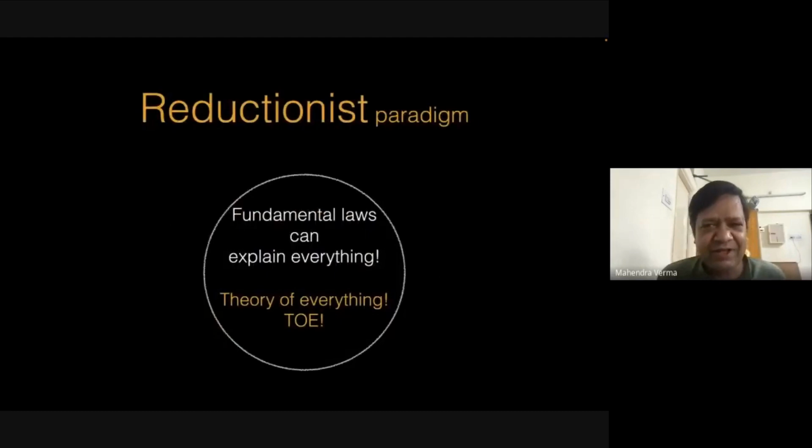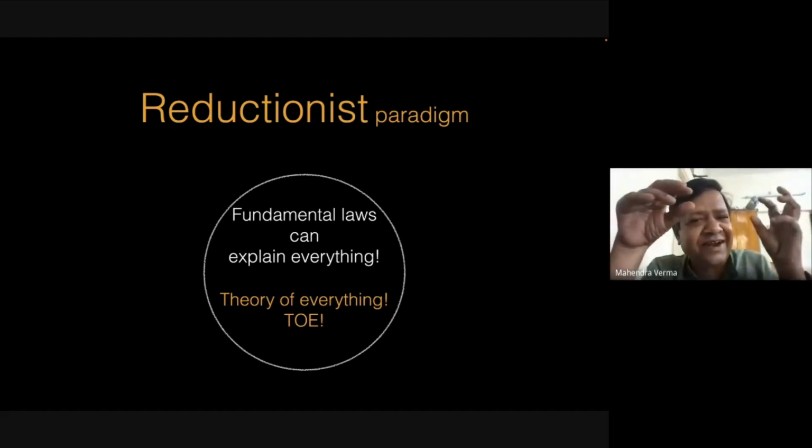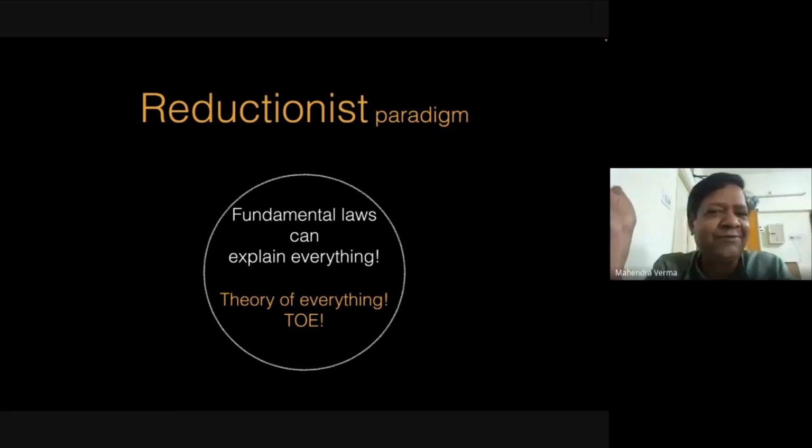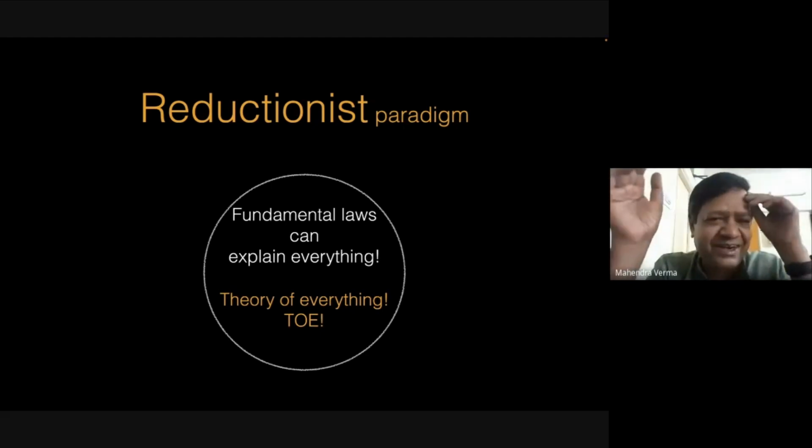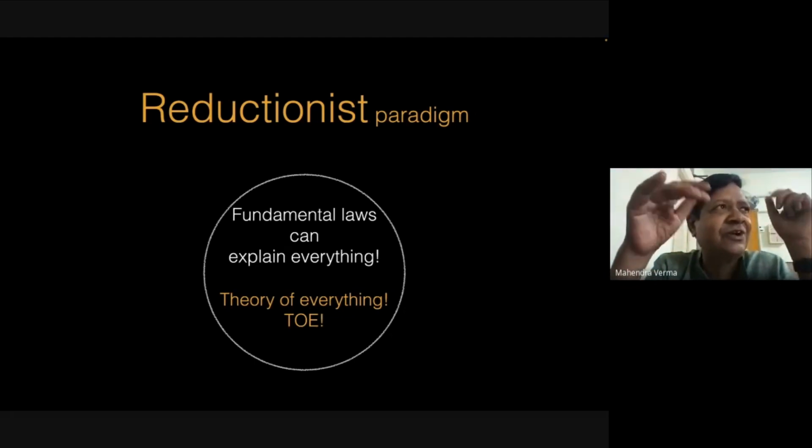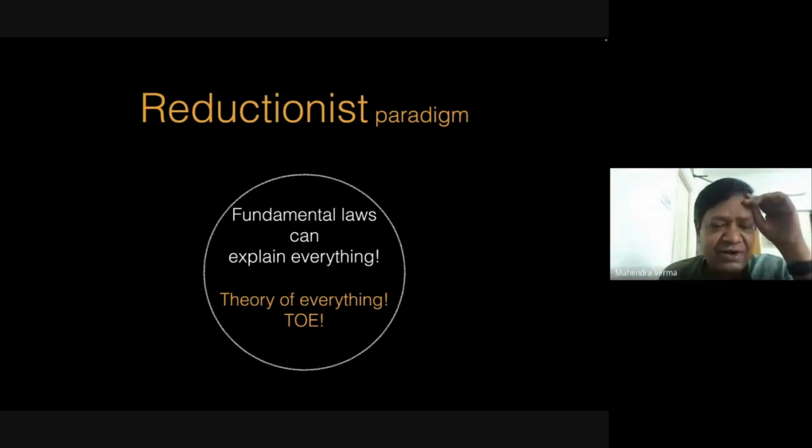Let me make some philosophical remarks. The dominant paradigm, though there are alternative paradigms like holistic explanation of phenomena, is the reductionist paradigm, where we say, if we understand atoms, then we can understand molecules and polymers and bigger stuff. For example, we say if you understand Newton's law of particles, then you can understand the whole world. This is what is called the reductionist paradigm.